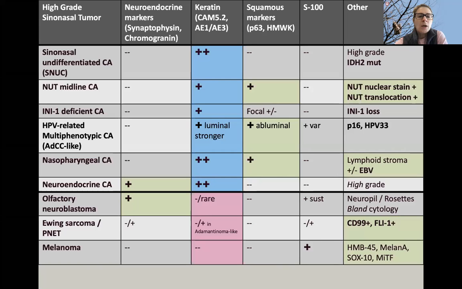So here's a table of some of the immunoprofile panel that we look for, including just a broad spectrum keratin to determine if it's potentially a carcinoma. If it's keratin negative, it would not fall necessarily in the carcinoma spectrum. It might fall in a sarcoma or a melanoma type of tumor, or even a neuroblastoma.